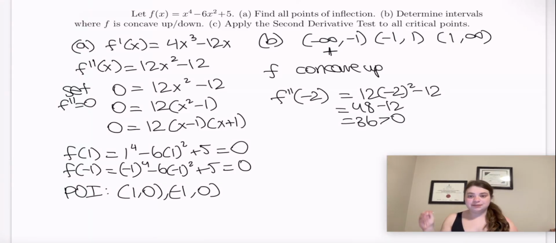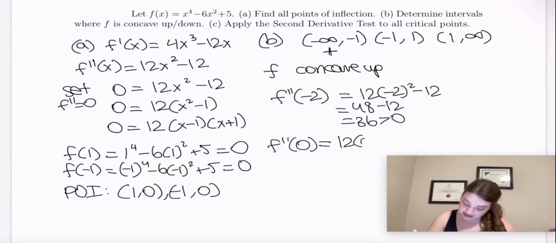Then I'll plug in something between negative 1 and 1, which, let's go with 0, that seems easiest. Always take that path of least resistance. So we'll get 12 times 0 squared minus 12, which is negative 12, which is less than 0. So therefore, we're going to put a minus sign here, and this is concave down.